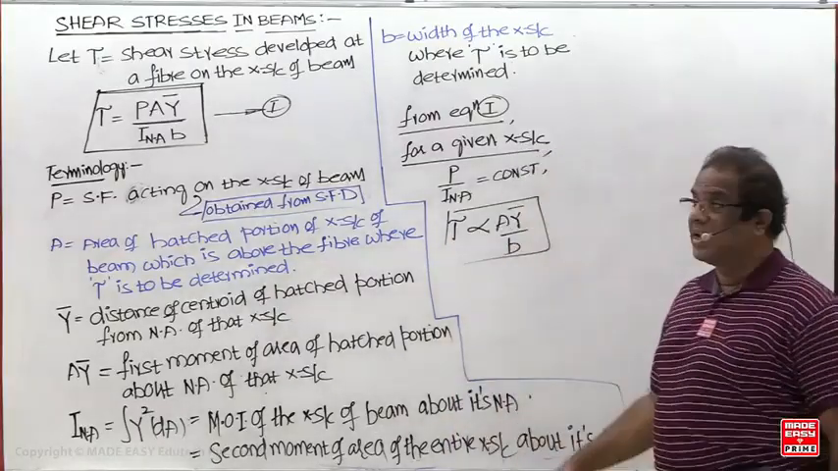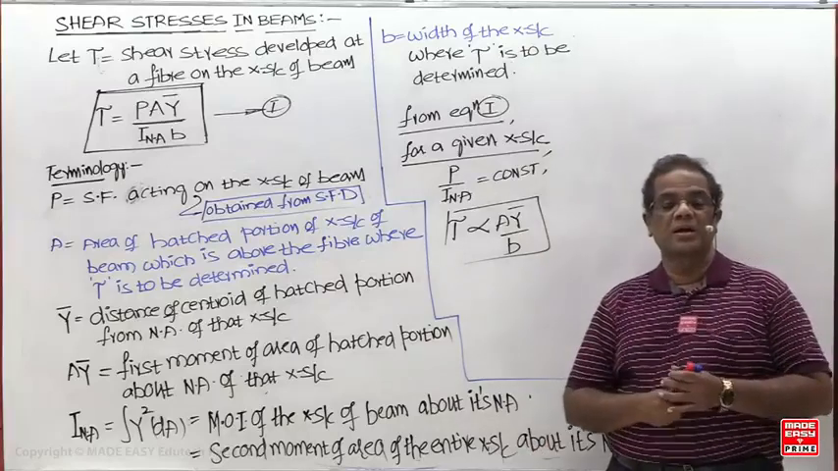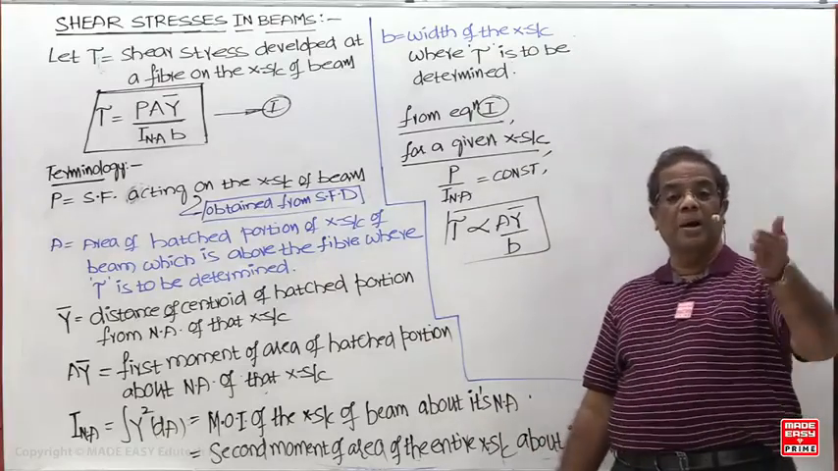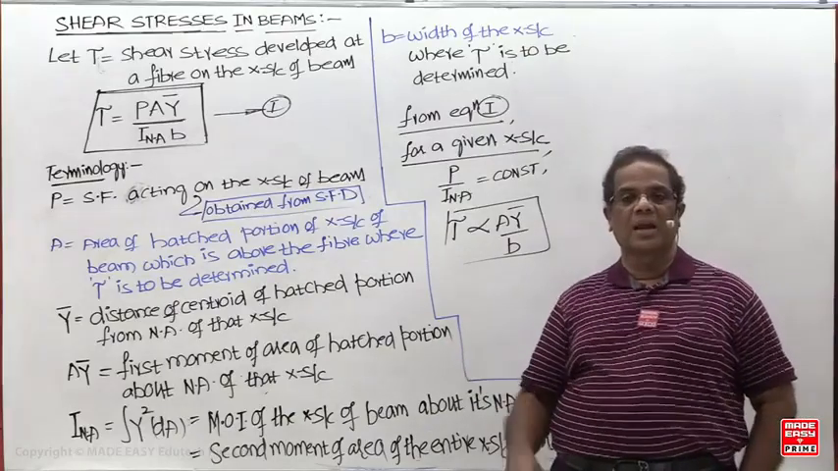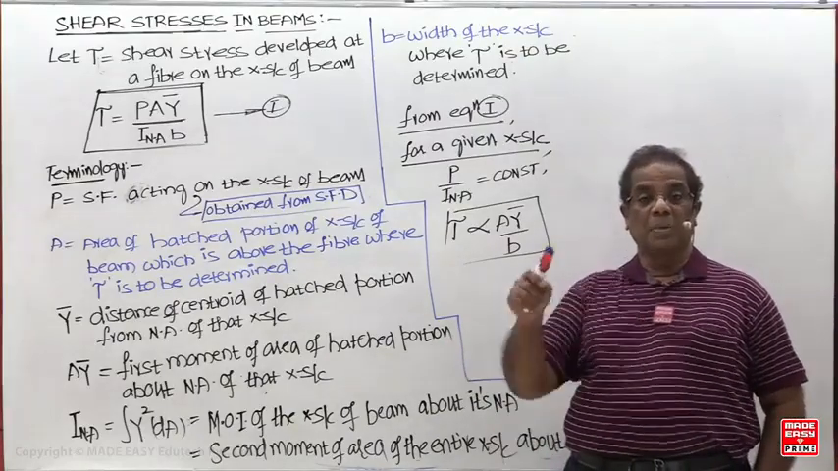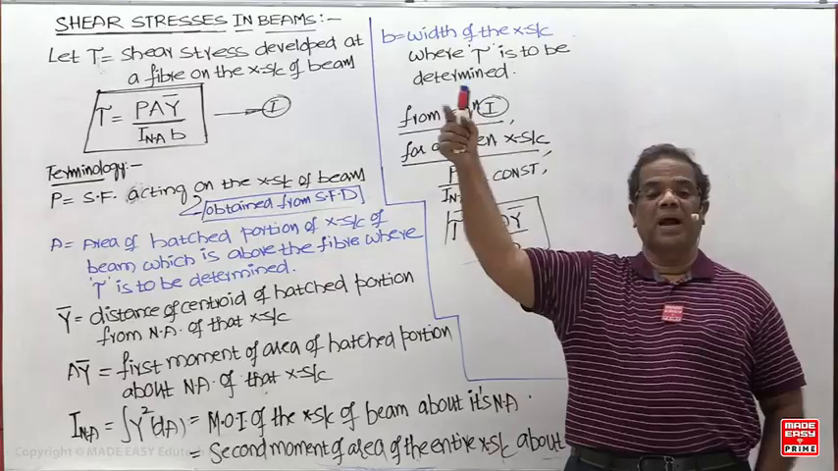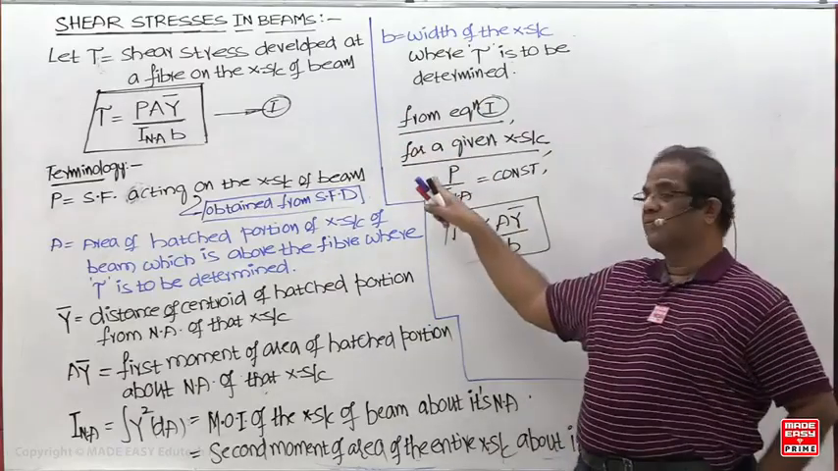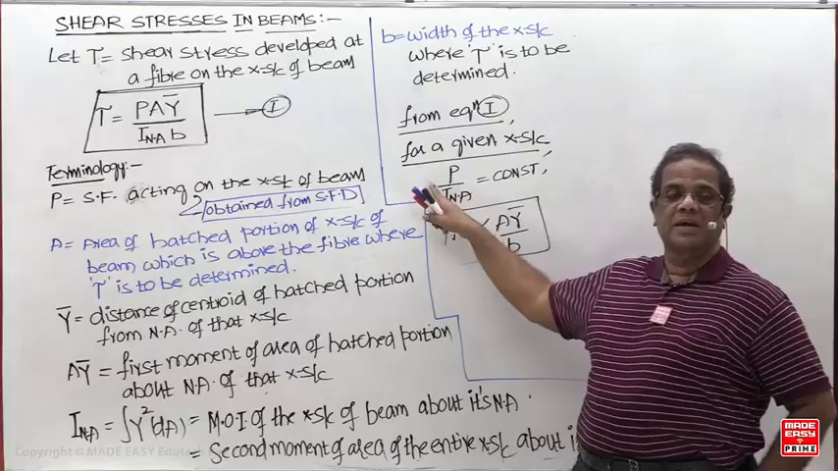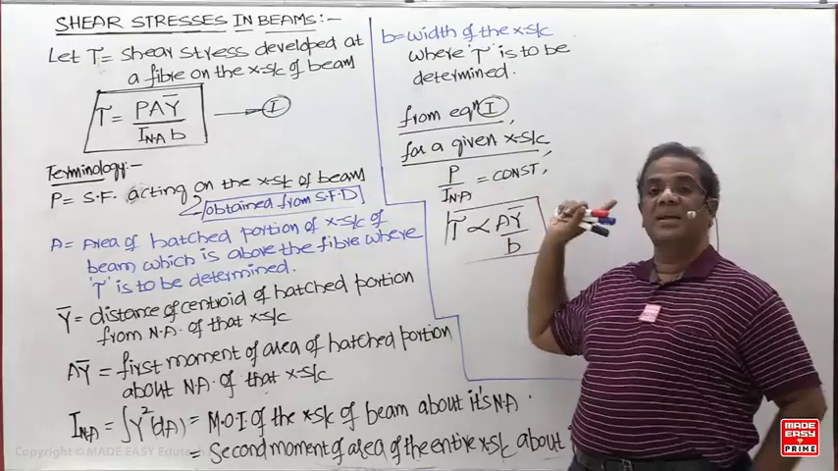Even when you studied the bending equation, what did you do? M by I equal to sigma B by Y, and sigma B equal to My by I. Then you wrote sigma B proportional to Y, because for a given cross section, the bending moment is constant and I is constant.